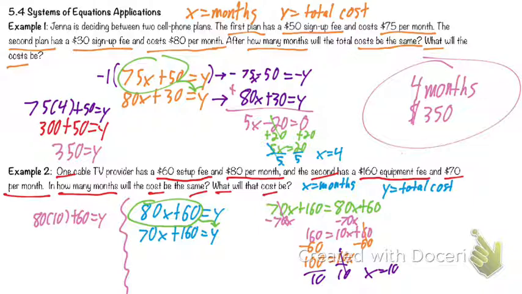10 replaces the x, does everything the x would have been doing, multiplying with 80. 80 times 10, we like multiplying by 10 because we just add a 0, don't we? So that's 800 plus 60 equals y. So that's 860. And what's the label on 860? Dollars. Labels are very important, okay? So to answer our question, it's going to be 10 months, and it's going to be $860.